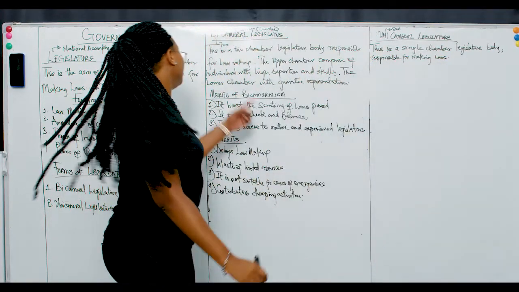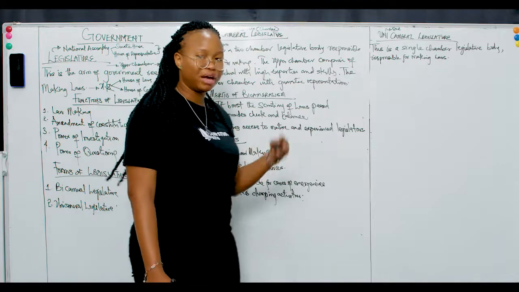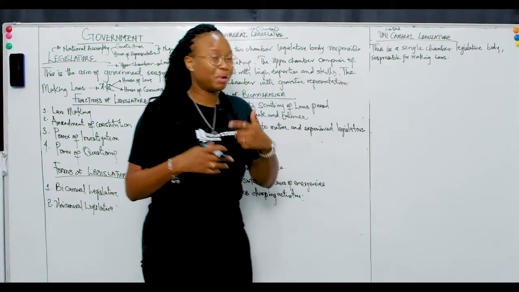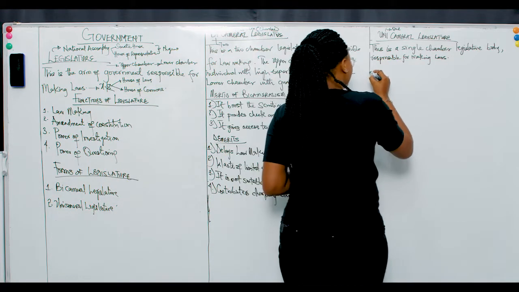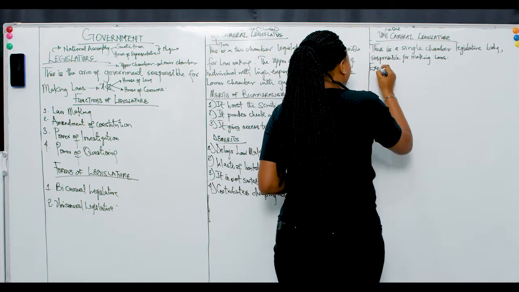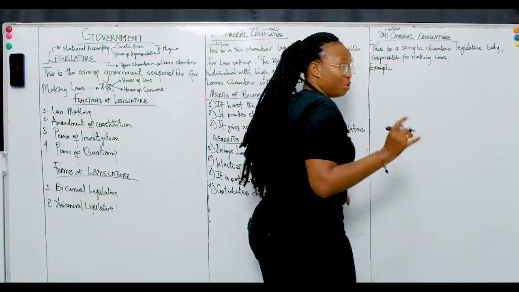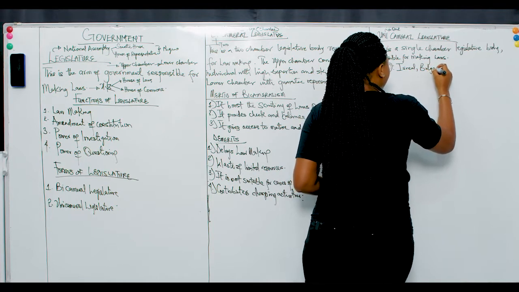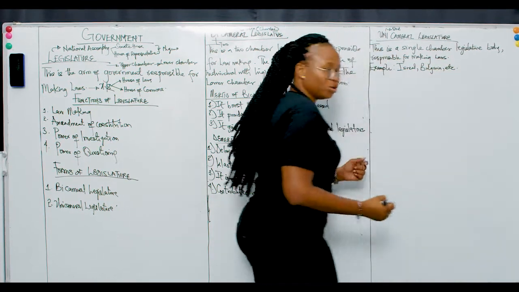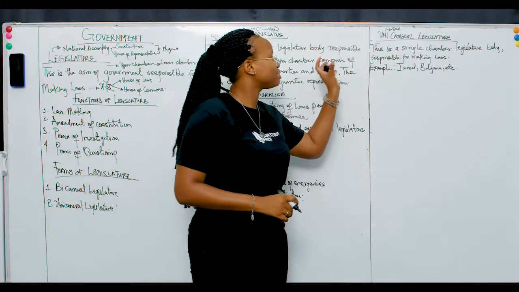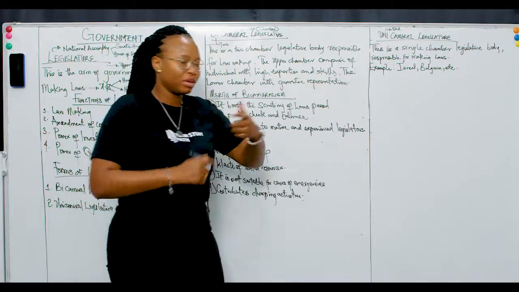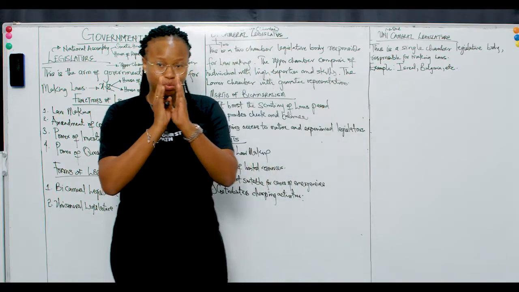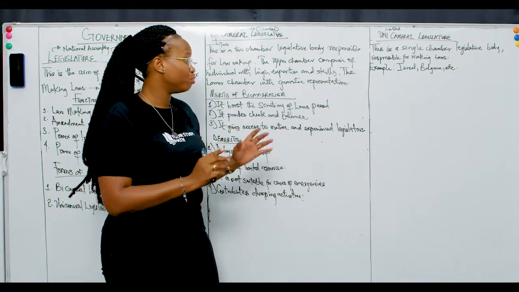Recall I mentioned that in this system, we have countries like the UK, we have the US, we have Nigeria. Very few countries practice unicameral legislature because the bicameral is widely popular. So examples of countries practicing this, we have Israel, we have Bulgaria, and so on and so forth. So these are two countries that we see practicing the unicameral legislature. Now, what is the feature of this unicameral legislature? As we explained from the name, there is only one single chamber responsible for making laws.